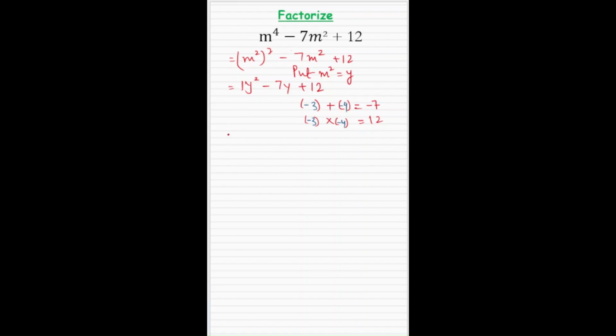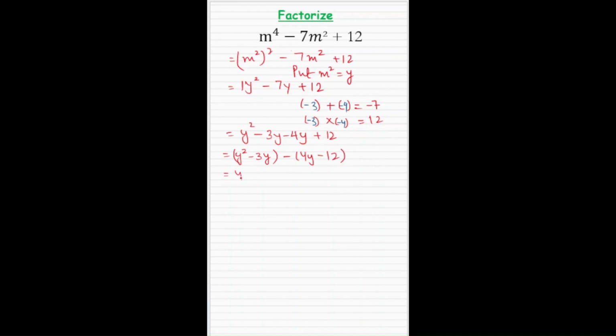So y^2 minus 7y plus 12 can be written as y^2 minus 3y minus 4y plus 12. Now I will regroup the terms: y^2 minus 3y as one group, and minus 4y plus 12 as the other. Whenever I take minus outside, all the inside signs get changed, so this plus becomes minus.